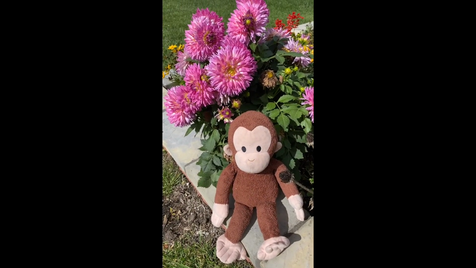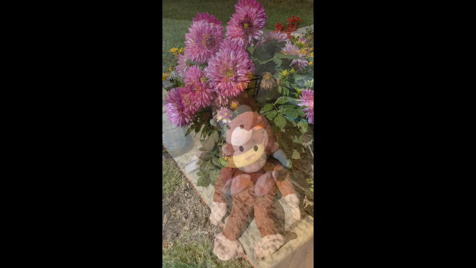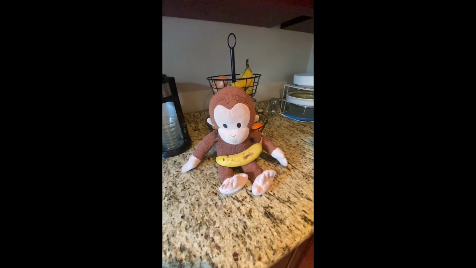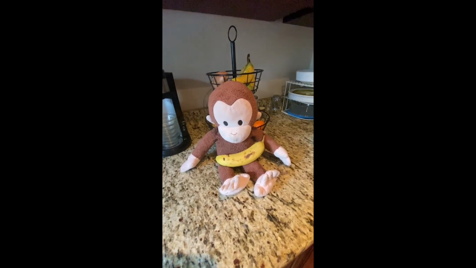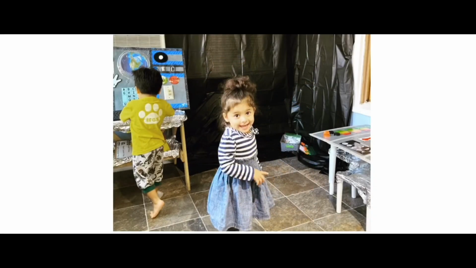Mr. Monkey likes to lay by flowers. Are these flowers living or non-living? When Mr. Monkey is hungry, he likes to eat bananas. Are bananas living or non-living? After school, Mr. Monkey likes to play with his friend Hannah. Is Hannah living or non-living?